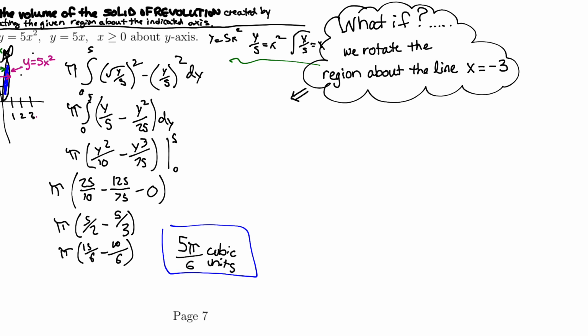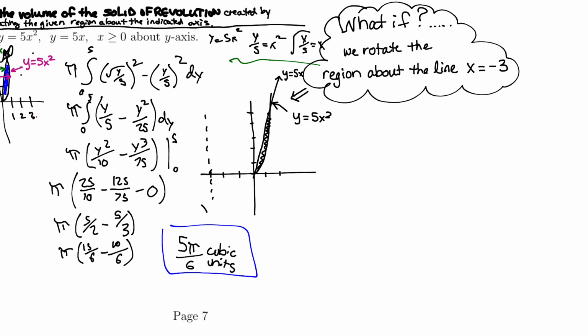And I'm just going to remind us here, the region I was looking at is this region in here, and it's really small. It's like this thin little slice on the outside. With this one, we have y equals 5x squared, and then closer in, we have this line, y equals 5x. So we're looking at taking this thin little slice here, and instead of going about the y-axis, I'm saying, let's go around the line x equals negative 3. Can you picture what you're getting? Kind of like a bangle bracelet, maybe. You're going to go around the line x equals negative 3.